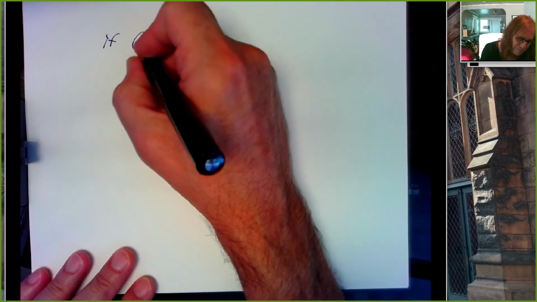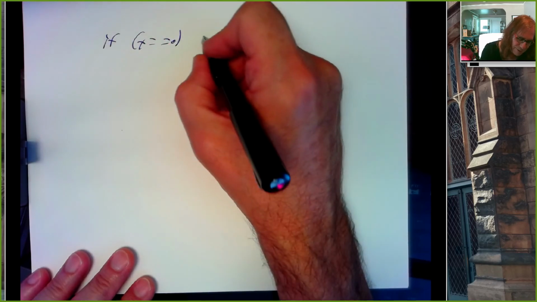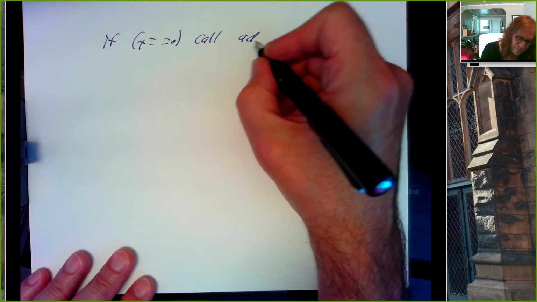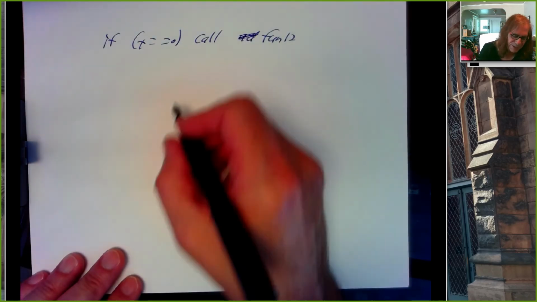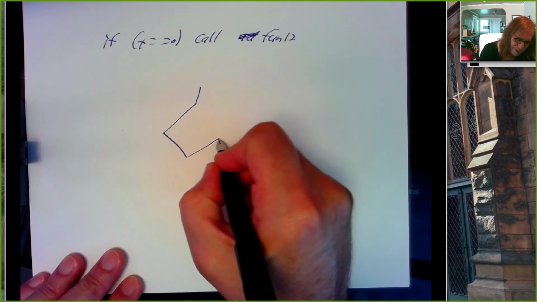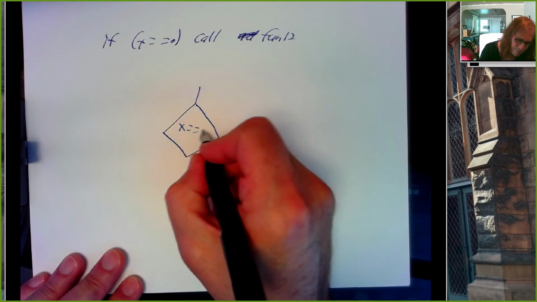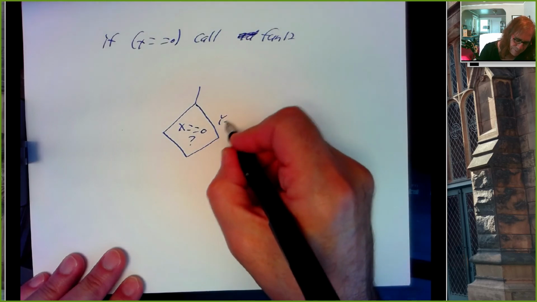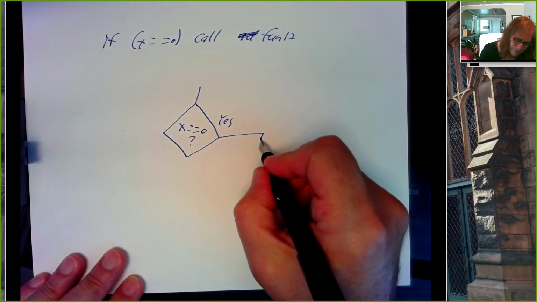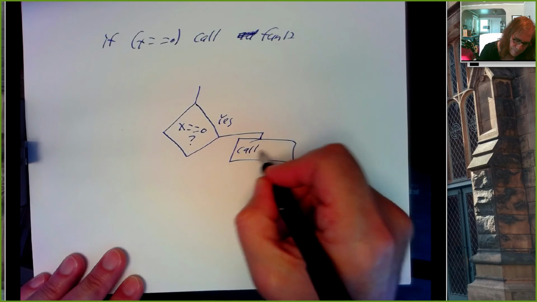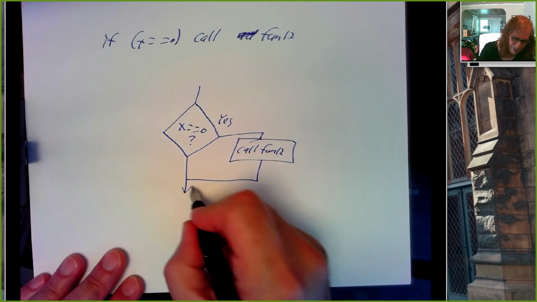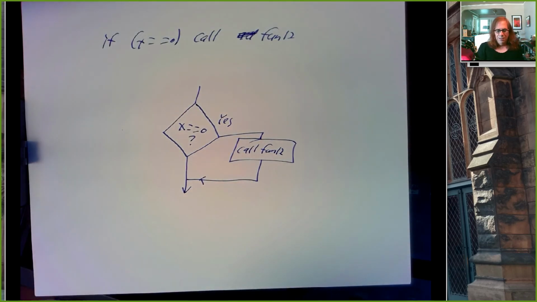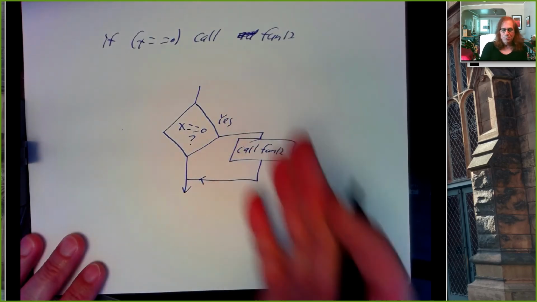So if x is equal to 0, call function 12, right? So we would come down here, and here's a decision block. Is x equal to 0? And if it is, call function 12. And if it's not, just keep going. And this is unambiguous. This is what we want to have happen.